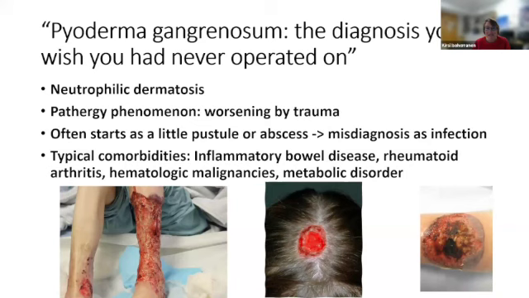Sometimes it might be very small, and in more severe cases, very large. Here is a Pyoderma gangrenosum in a leg that was revised 2 times in the operation theatre, and with every revision the wound enlarged. As these Pyoderma gangrenosum ulcers have the pathergy phenomenon, they worsen and enlarge by trauma. They often start as a little pustule or abscess, and an important diagnostic clue is these comorbidities: inflammatory bowel disease, rheumatoid arthritis, hematologic malignancies, and metabolic disorder.